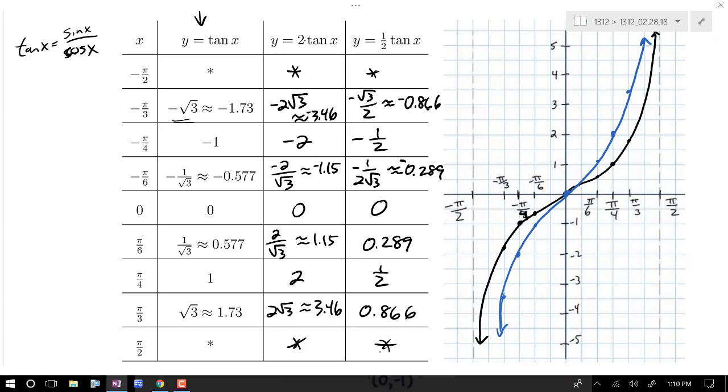I'll plot this one in green. So at negative pi over 3, we're at -0.866, so maybe about there. Then at negative pi over 4, we're at -1/2, goes through 0. Oh, I skipped negative pi over 6. That's -0.289. It's kind of staying close to the x-axis for a while.